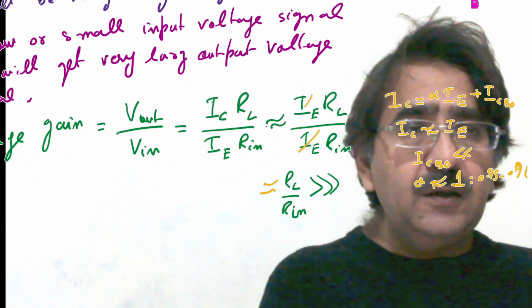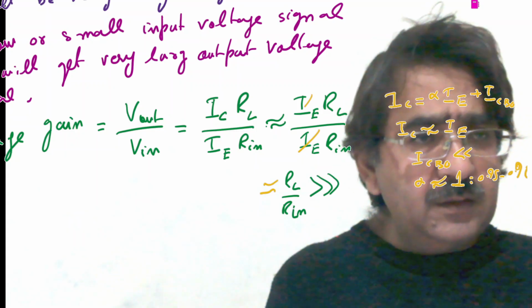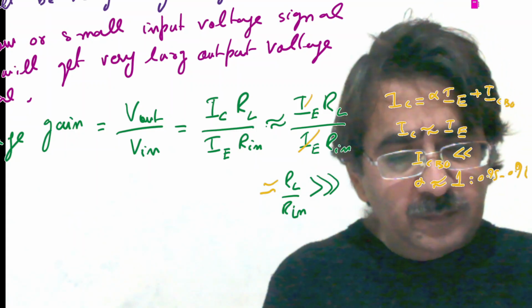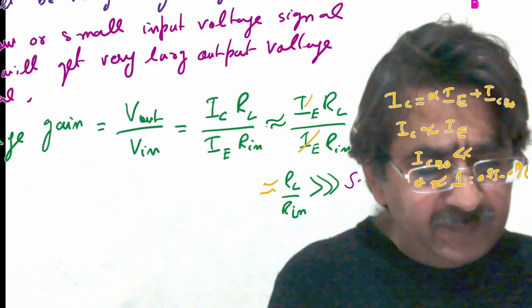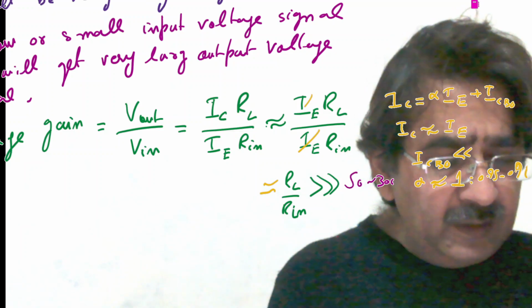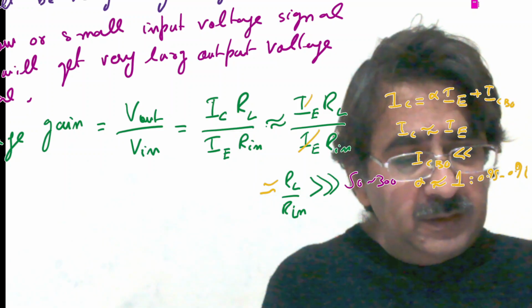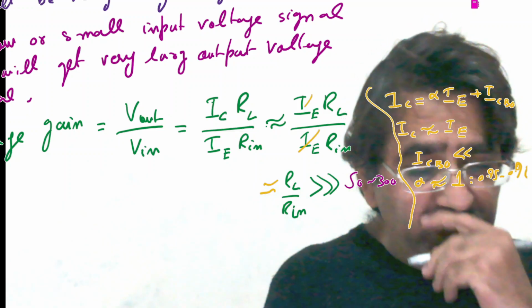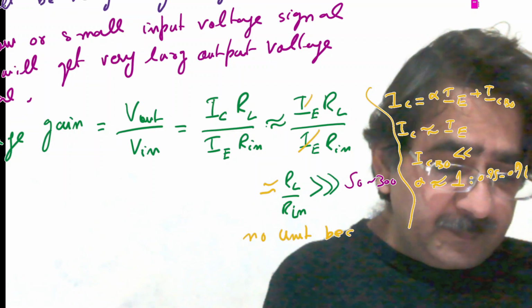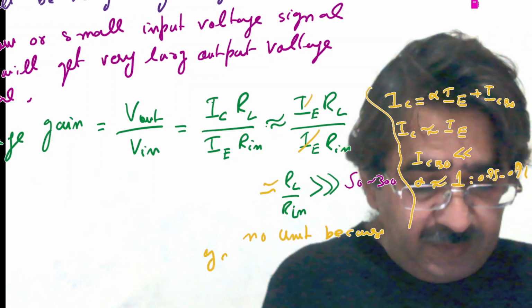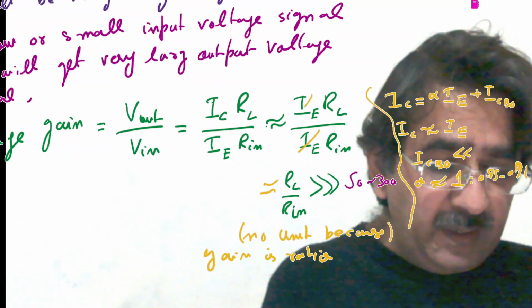And approximately its value is from 50 to 300. That will not be a voltage, because there will be no unit, because this is actually a ratio. Gain is a ratio, so it will have no unit.